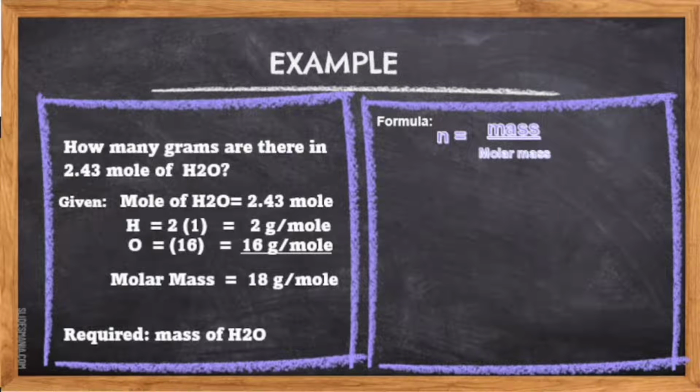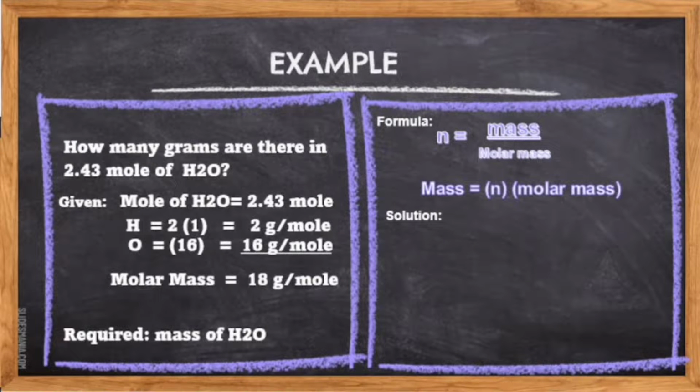Just derive the formula using cross multiplication. So mass times 1 is equal to mass. Then the number of mole times molar mass, so n times molar mass. So you will have a formula of mass is equal to n, or the mole, times molar mass.